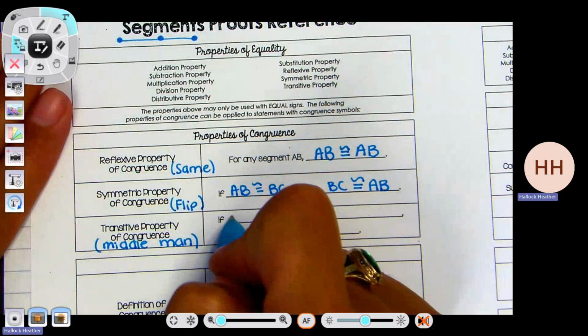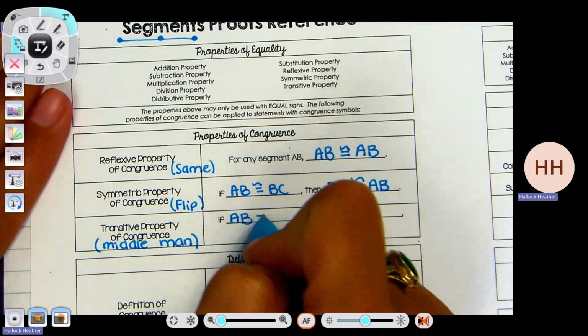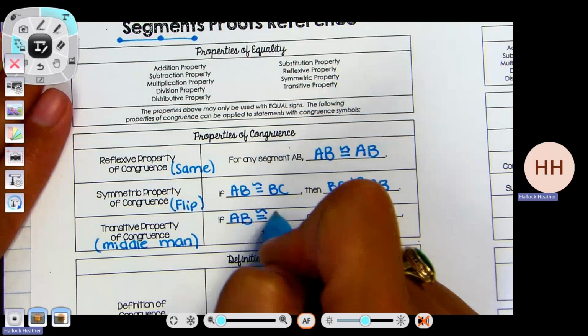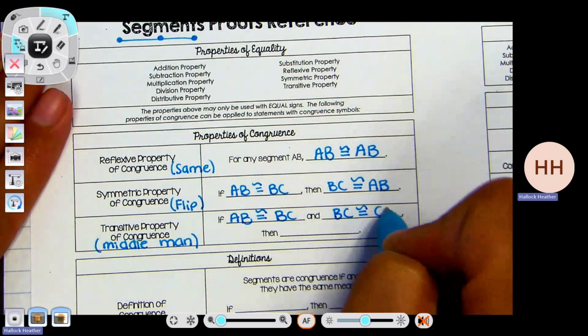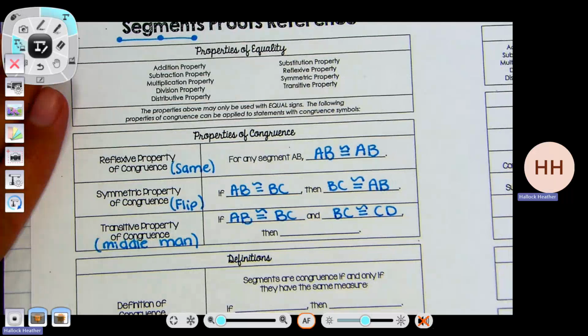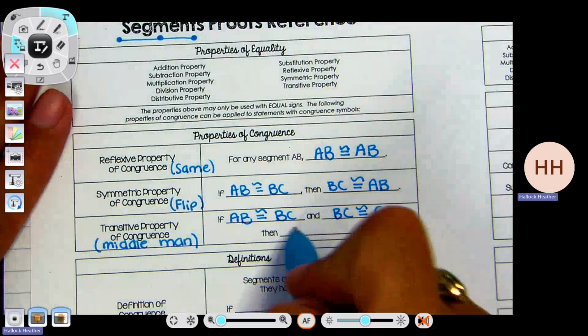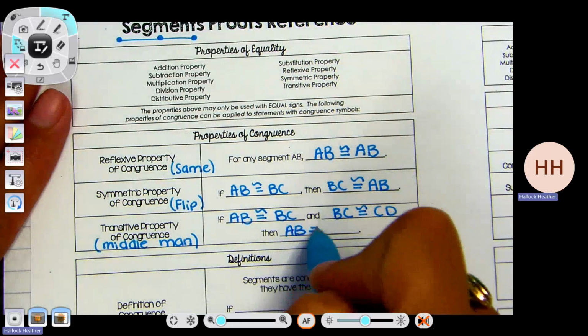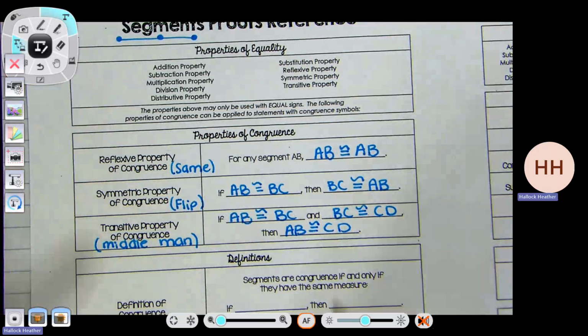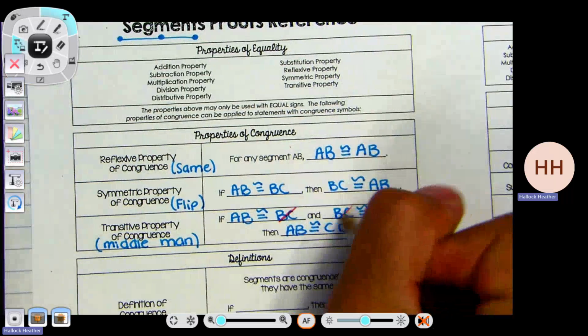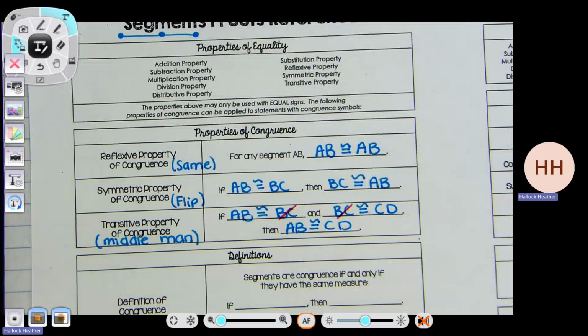So I'm going to say if AB is congruent to BC, and I know BC is congruent to CD, I can remove my middleman. And does anybody know what two things I could set equal to each other? AB is congruent to CD. So what I mean is I can just take out the common thing that they share. They both share BC. So it's literally removing the middle item.